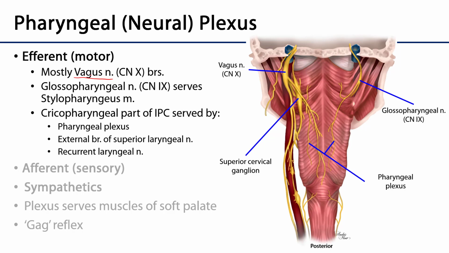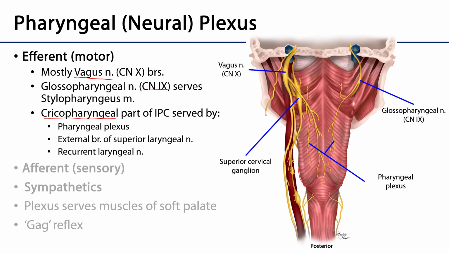The exception to this is that 9 is efferently going to serve stylopharyngeus. We should note, as previously discussed, that cricopharyngeal part of the inferior pharyngeal constrictor, so this is the portions of this muscle which attach to the cricoid cartilage, those are going to be served by the recurrent laryngeal nerve, the external branch of superior laryngeal nerve, as well as the plexus.